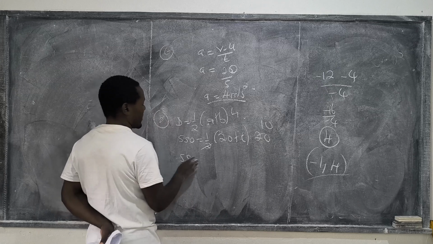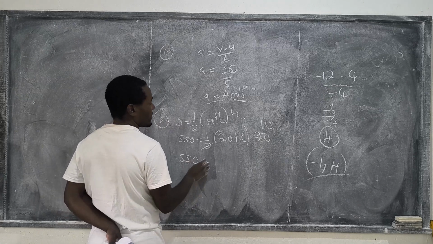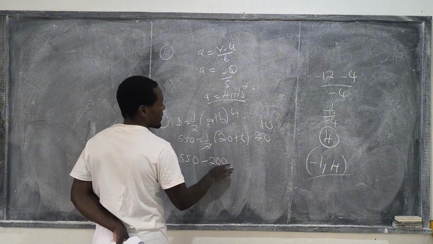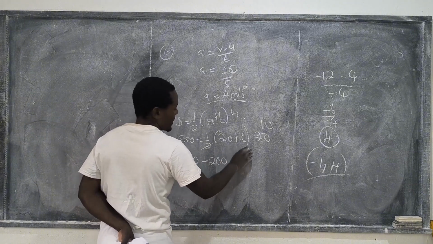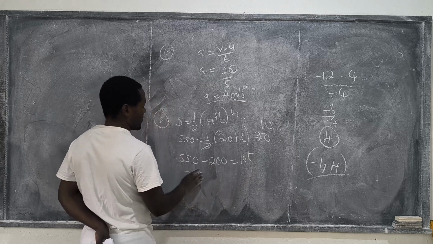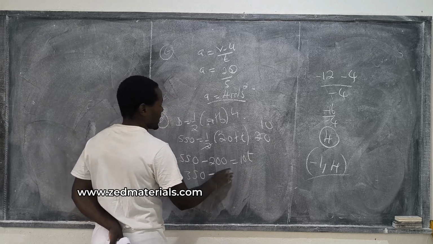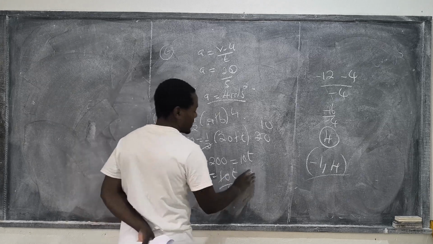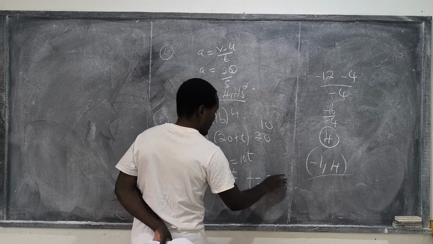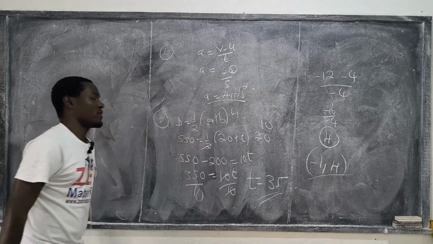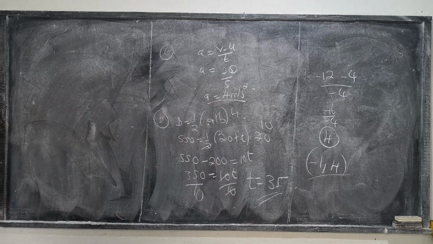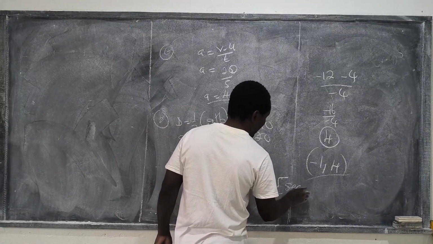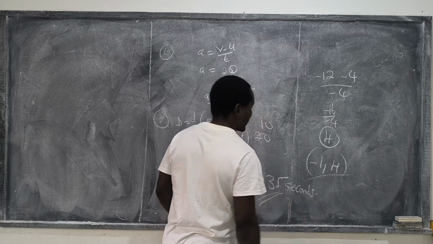So you have 550 minus 200 is equal to 10t. So this gives you 350 is equal to 10t. When you divide by 10 and here by 10, you have t is equal to 35. Done and dusted. You have the value of t. So you say t is equal to 35 seconds.